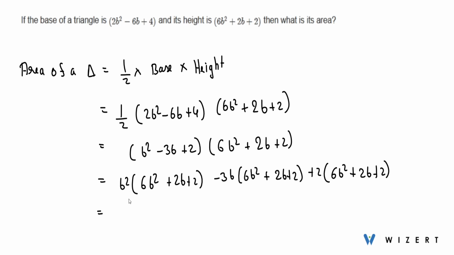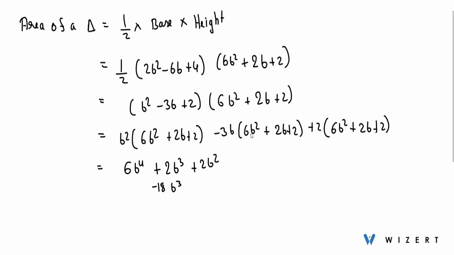So it will become 6b raised to the power 4 plus 2b cube, and then we have plus 2b square, and then we have minus of 3b multiplied by 6b square, so it will be minus of 18b cube. So let's write it below the term having b cube, and then we have minus of 3b multiplied by 2b, which is minus of 6b.